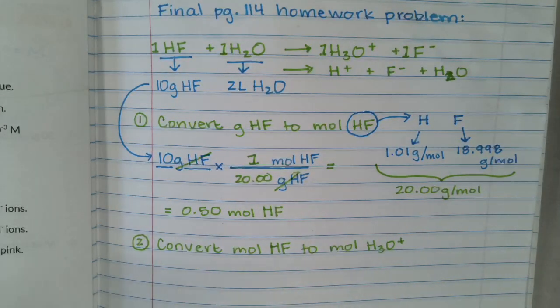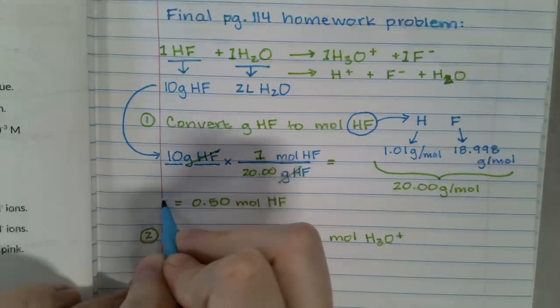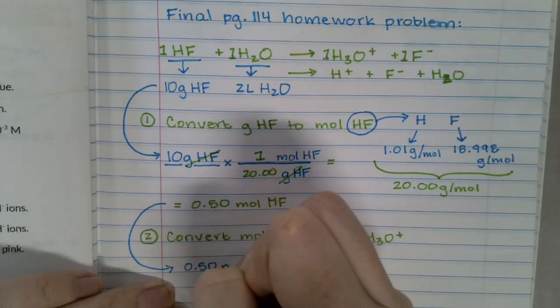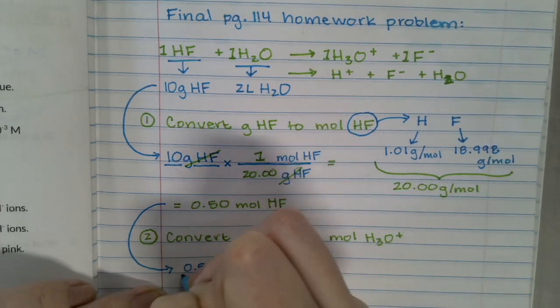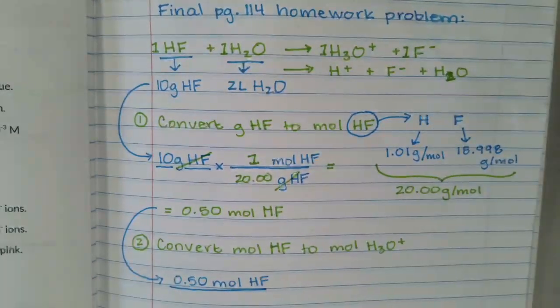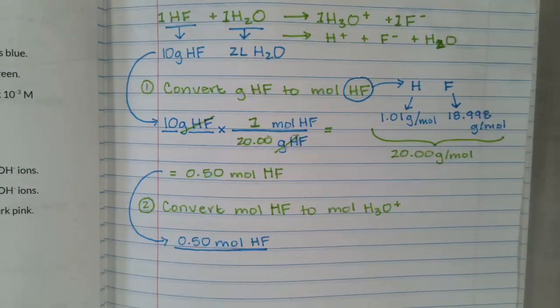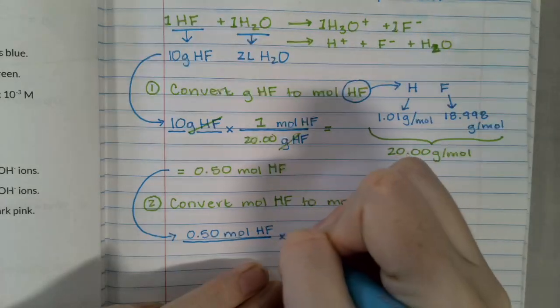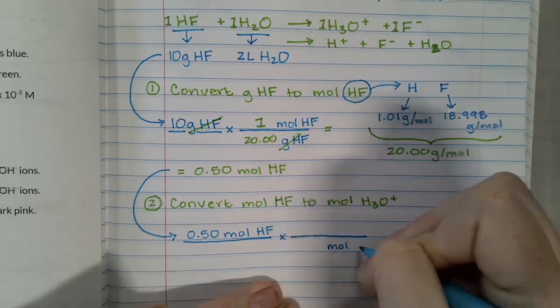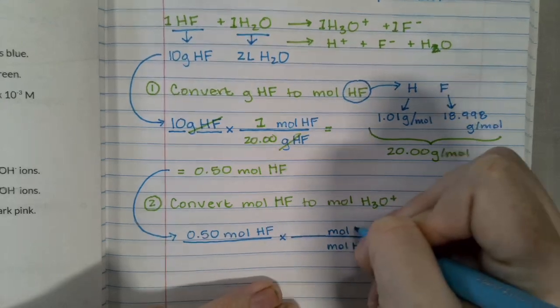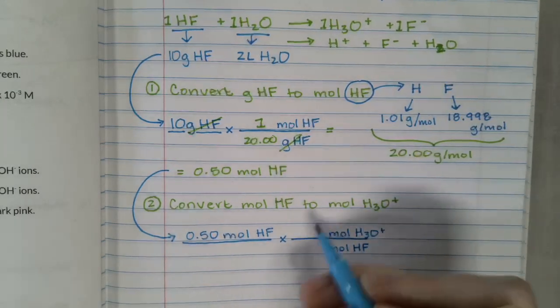Okay. So let's start with what we're given. 0.50 moles of hydrogen fluoride. All right, give me some bright ideas. How can we get moles of hydrogen fluoride to moles of H3O plus? Excellent. Dimensional analysis, we've got moles of hydrogen fluoride on the bottom. What goes on the top? Good. So now we need the numbers to plug in.